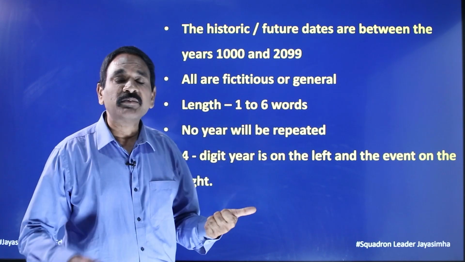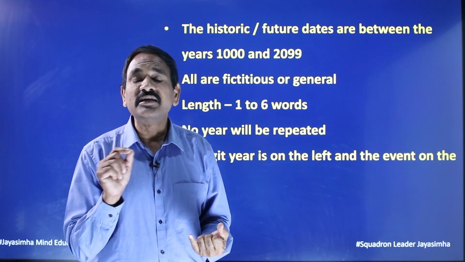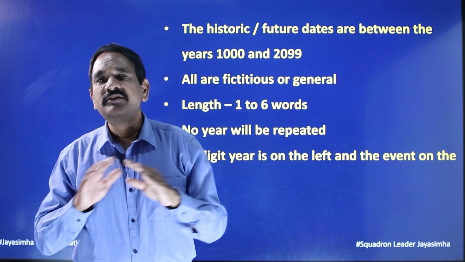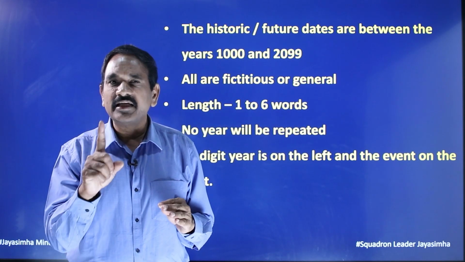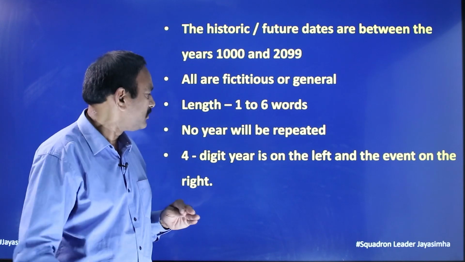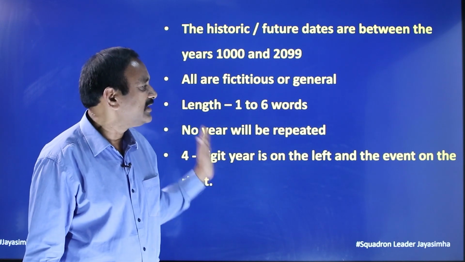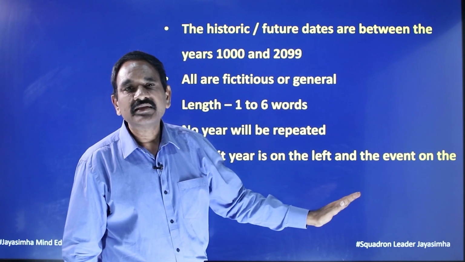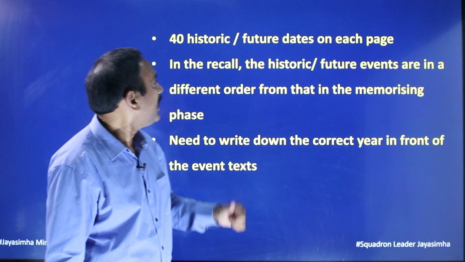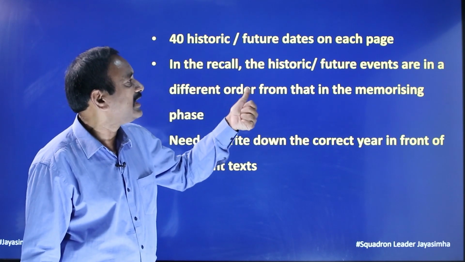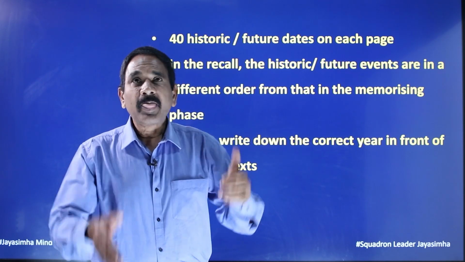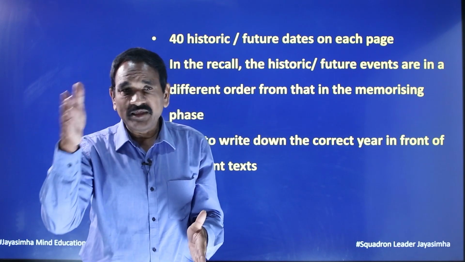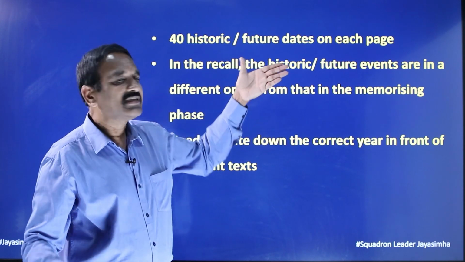No year will be repeated. For example, if 1 year, 2017, has come, the same year will not be repeated again in the list. So one year will come only once. You can be rest assured. The 4-digit year is on the left and the event on the right. So years will be on the left side and events on the right. There are 40 historic future dates on each page. So every page has 2 columns, the left column years, the right column events, 40 historic future dates on each page.